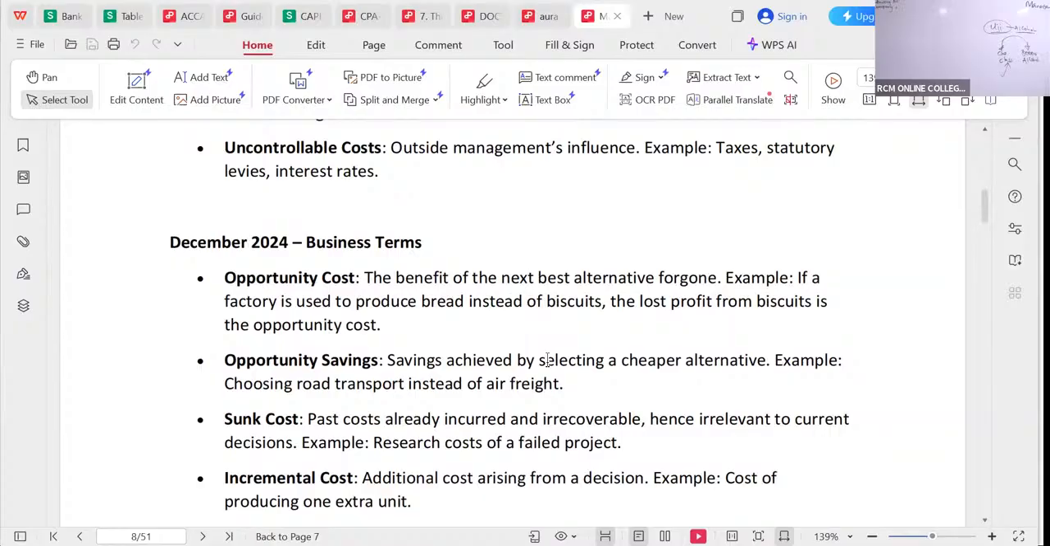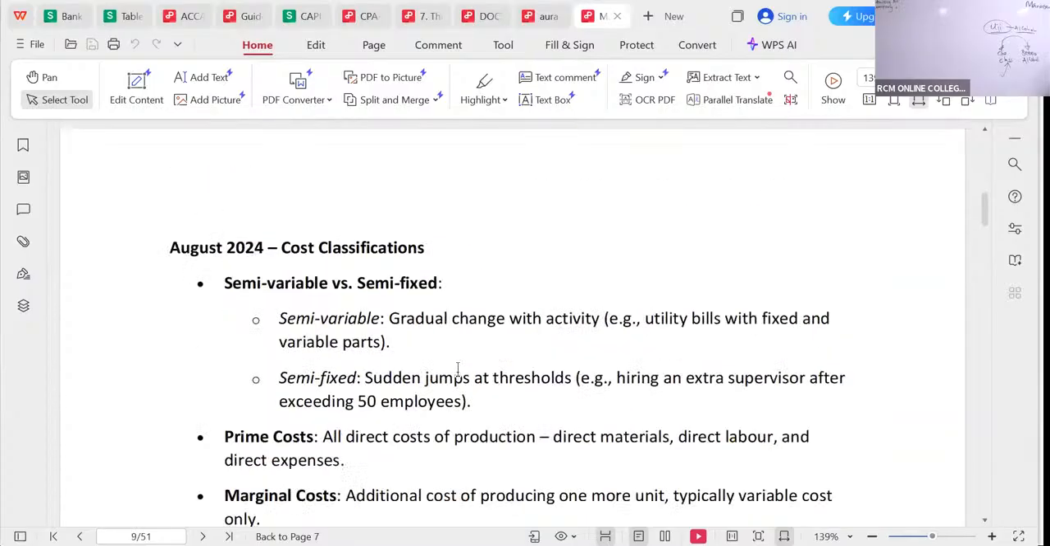Incremental costs are additional costs arising from a decision. Example, the cost of producing one extra unit. Please listen here. For example, we are making some product, these pens. If we produce 10 pens, the total cost is say 1,000, and then we produce 11, and the total cost is, for example, 1050.